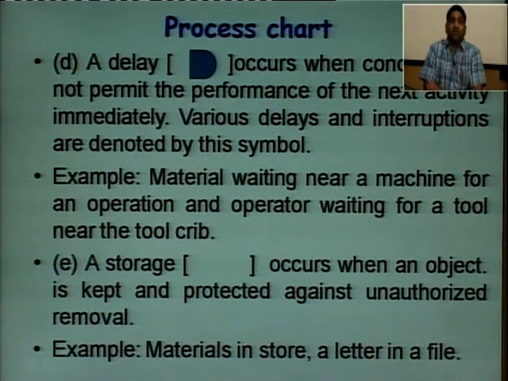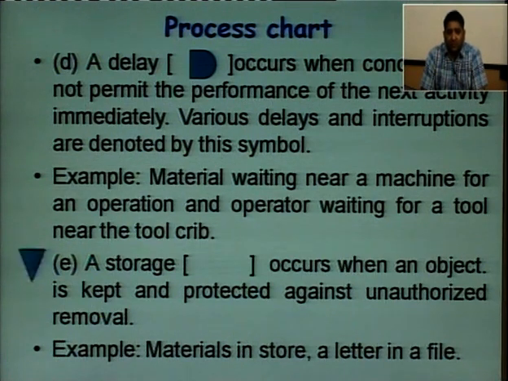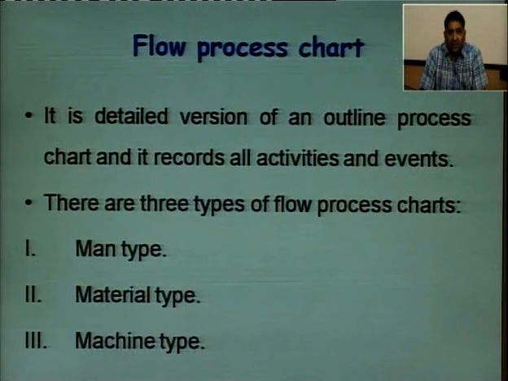Symbol D is for delay, which occurs when conditions do not permit the performance of the next activity immediately. Various delays and interruptions are denoted by this symbol. Example, materials waiting near the machine for an operation, operator waiting for a tool near the tool crib. A storage occurs when an object is kept and protected against unauthorized removal. Example, material in a store, a letter in a file.